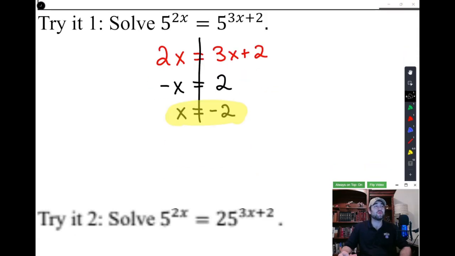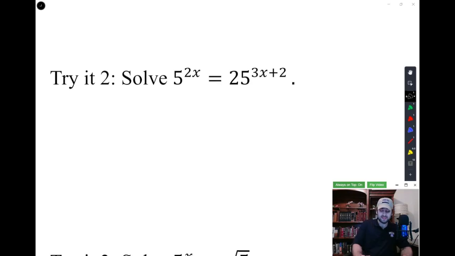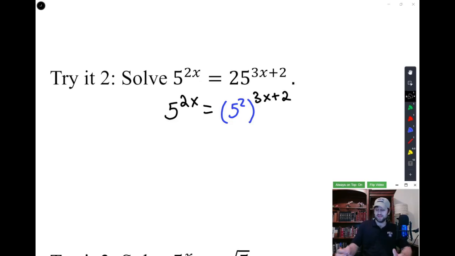Sometimes there's not as readily apparent a base, but it's still there and it's hanging out. So the left side just looks like 5 to the 2x, and the right side is sneakily still a base 5. It just takes a little work to get there. And so I'm going to rewrite 25 as 5 to the second power, raised to the 3x plus 2. And so we can use our exponent properties that say if you have an exponent outside of an exponent, you multiply them, to get 5 to the 2x equals 5 to the 6x plus 4.